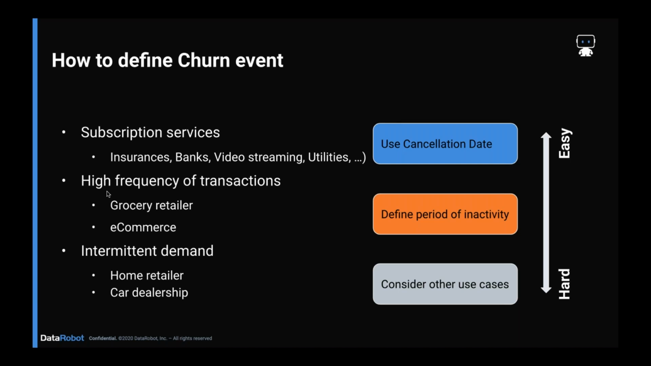And then we have the third option here, very intermittent demand. I recently moved house and I bought a new sofa with a home retailer. And it's very unlikely that I'm going to buy another one anytime soon. I don't have that much space in my house. So in this case, it might not even make sense to talk about churn. There are other options you might want to do. Obviously, there's still something we can do with machine learning. It's more about reactivating customers, but churn itself might not make the most sense. It's not well defined in these cases.